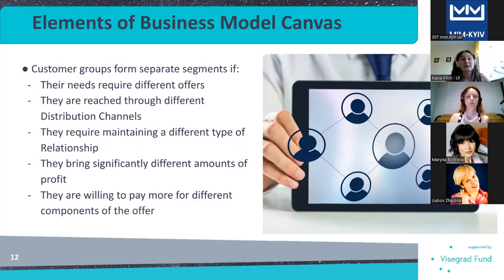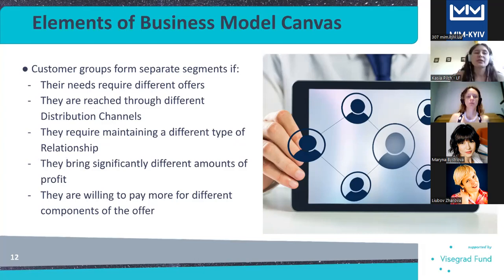For other customers, maybe your relationship is basically non-existent. They just see your product in a store that is not your own, like a supermarket, for example, or they see your product online, find it on social media or something, and just decide to buy it. You basically have no contact with them. So that would probably be a different group of customers.